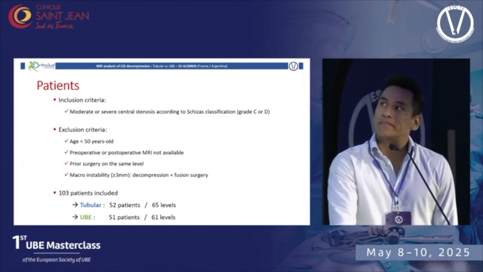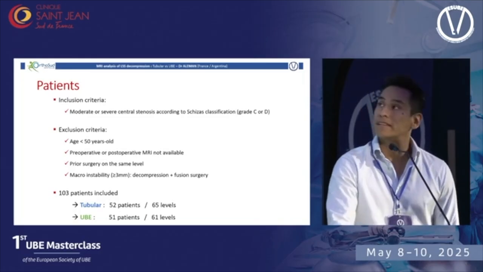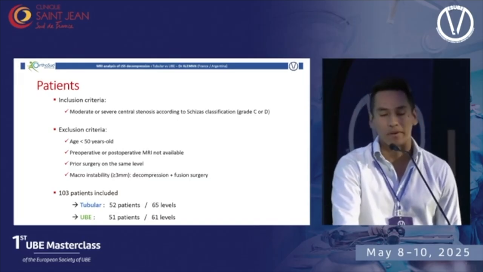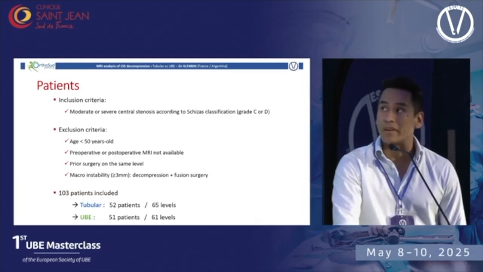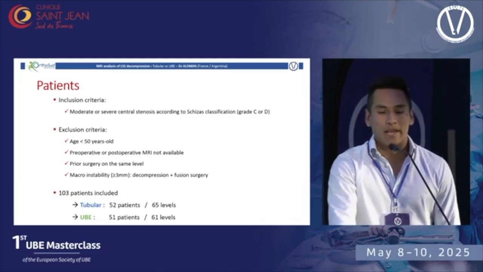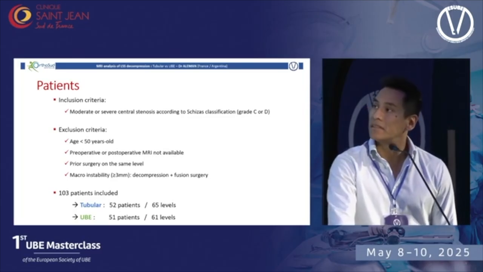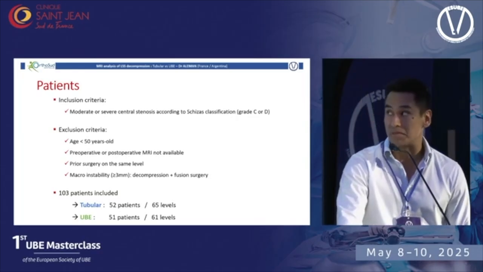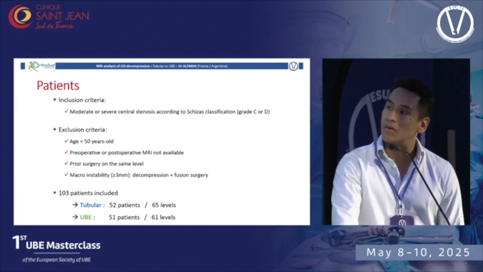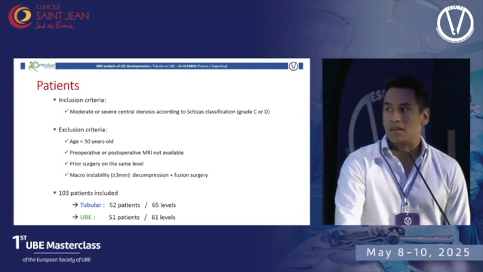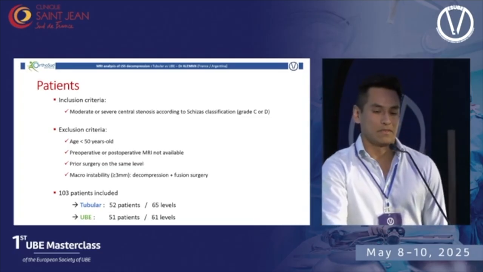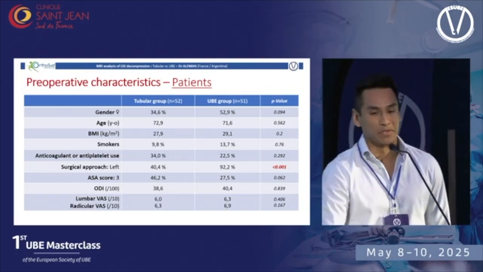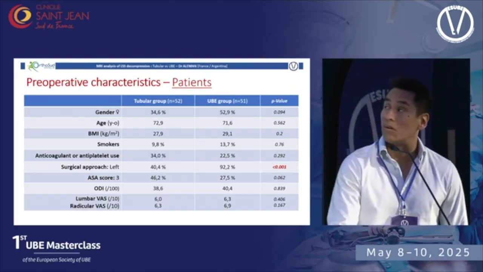We included patients with moderate or severe lumbar spinal stenosis, grade C or D, according to Schizas classification. Patients were excluded if they were under 50 years old, lacked MRI, had previous surgery at the same level, or presence of macro instability requiring fusion surgery. A total of 103 patients were included, 52 patients in the tubular group and 51 patients in the UBE group.